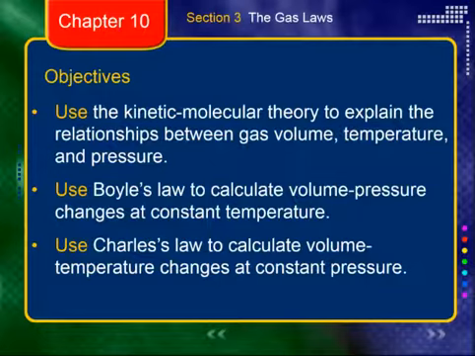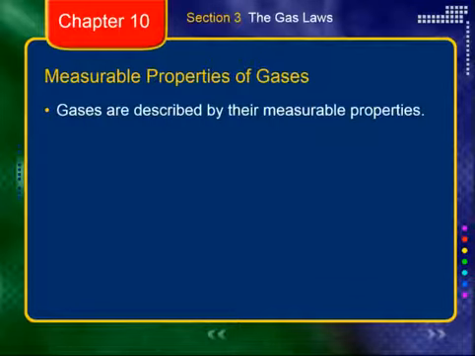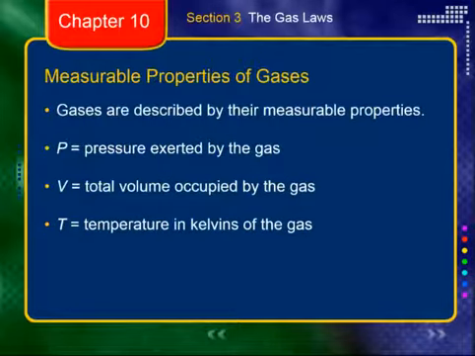I want you to be able to use Boyle's Law to calculate volume pressure changes at constant temperature. And then I want you to use Charles's law to calculate volume temperature changes at constant pressure. Now that probably doesn't make a lot of sense to you at all, but what we're going to be doing is introducing some new, small, very simple equations to help you make those calculations.